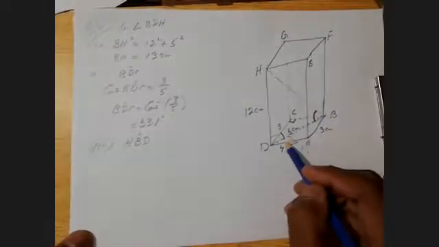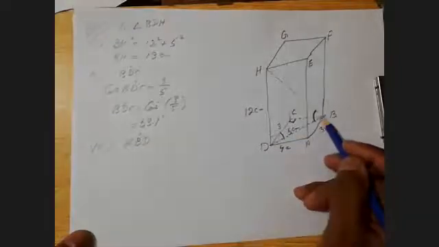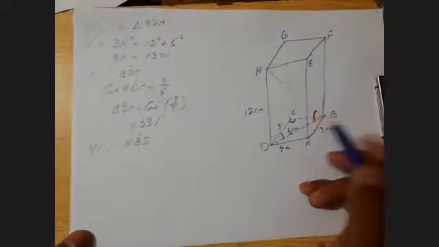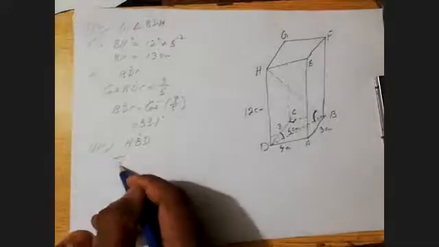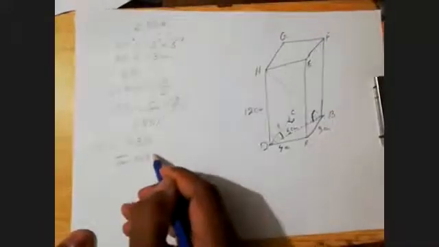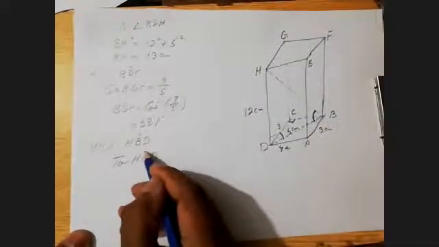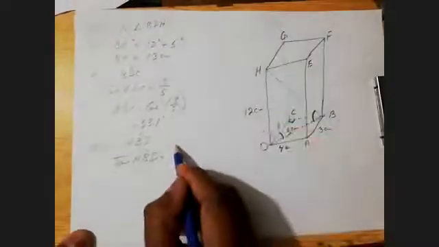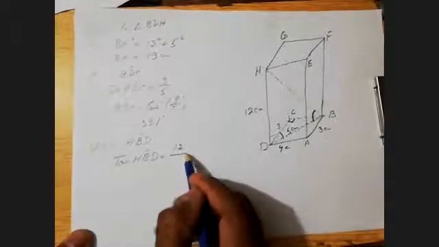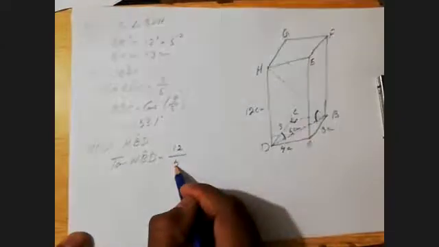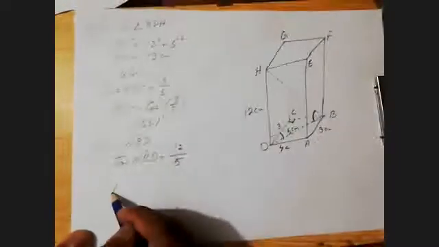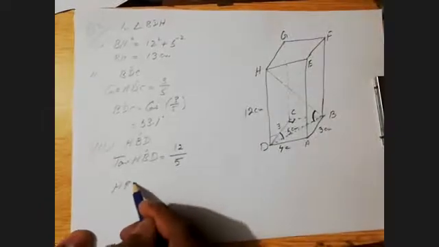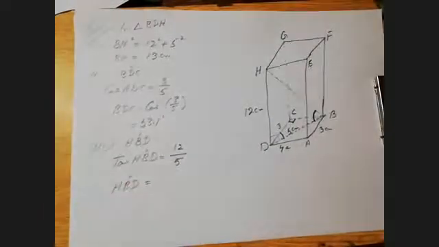HBD. Perpendicular over base, which is 5 centimeter, we can apply tangent theta. Tangent HBD is equal to perpendicular over base. This is perpendicular, which is 12, and the base is 5. So HBD is equal to tangent inverse.